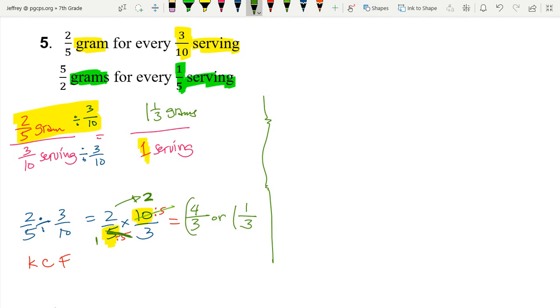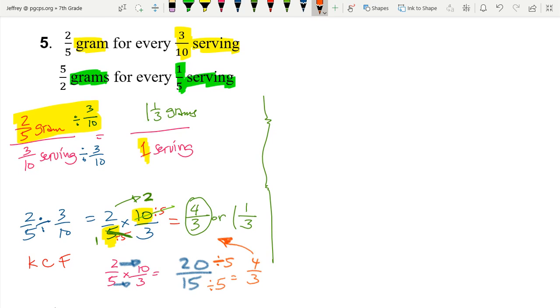If you want to use the improper fraction, that's okay. Now, what if I don't like cross simplifying? Can I just multiply straight across? Of course you can. This is how it looks. So 2 times 10 would be 20 over 5 times 3 would be 15. You still need to simplify this by dividing a factor into 20 and 15, and we know it's 5. So that's going to give us 4 over 3, which is the same as at the top. So the answer for the first statement is 1 and 1/3 grams for every serving.